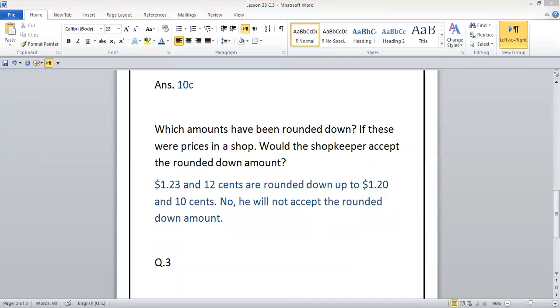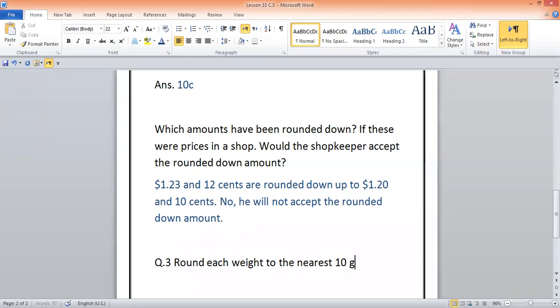So I'm going to write question number 3: Round each weight to the nearest 10 gram. No matter, guys, whether you are asked to round off to the nearest gram, centimeter, liter, or milliliter, if you have to round off to the nearest 10, the technique will be the same. You have to round off in the same way you have learned. Is it clear?